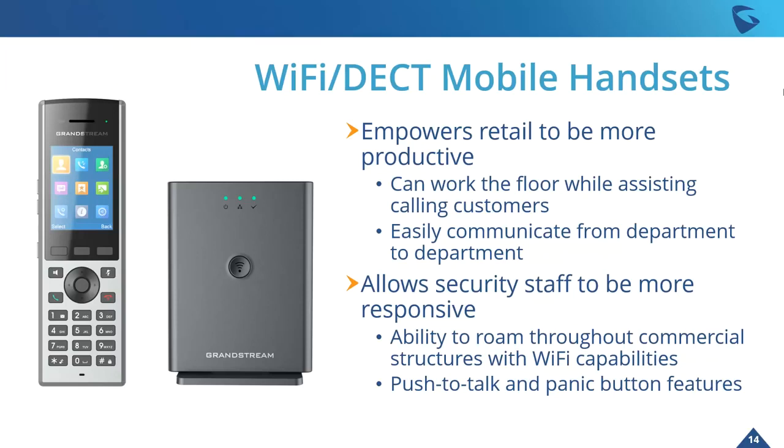Of course, this also allows security staff to be more responsive for those sort of malls or bigger commercial structures. It really gives them the ability to roam throughout the commercial structures with Wi-Fi capabilities while still being able to easily communicate with each other and with different stores that may need them. It also has push-to-talk and panic button features, just in the case of any emergencies that need fast communication between security staff, that can easily be achieved.